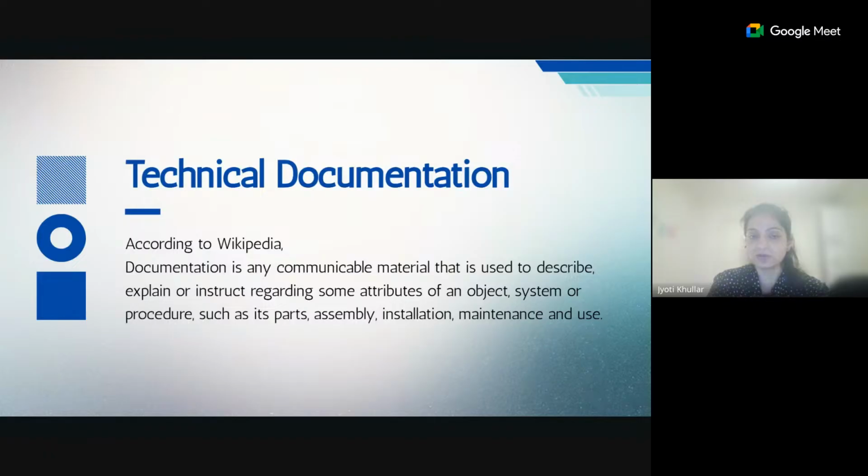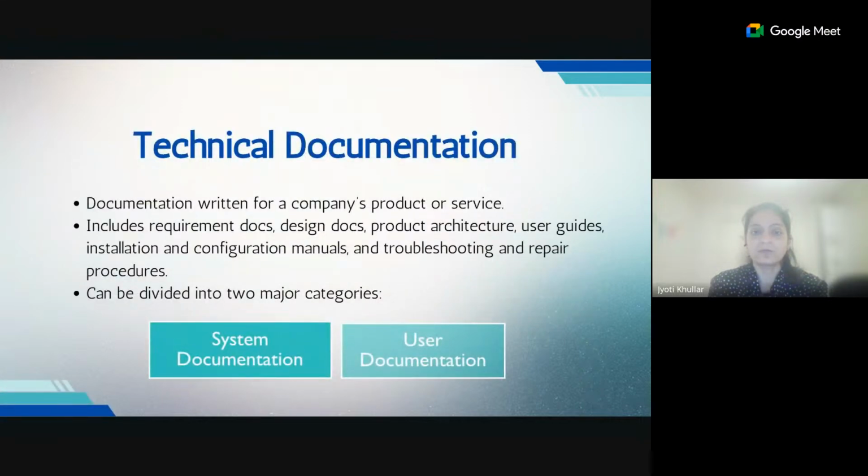Now the technical documentation, where we describe, explain, or instruct regarding an object, a product, a system, a procedure, or such as its parts. It could be its assembly, it could be the installation procedure, it could be the maintenance of that particular thing. These could be FAQs, right? And some walkthroughs for complex scenarios. So all these things are part of technical documentation. Now, documentations are written for a company's product or service. It includes requirements docs, design documentations, product architectures, user guides, installation and configuration manuals, troubleshooting, and just like I told.